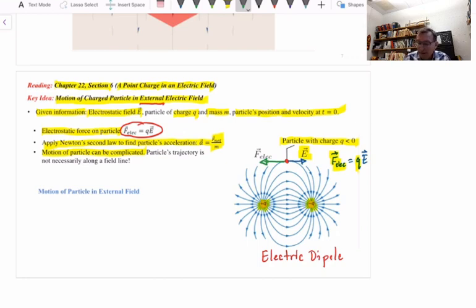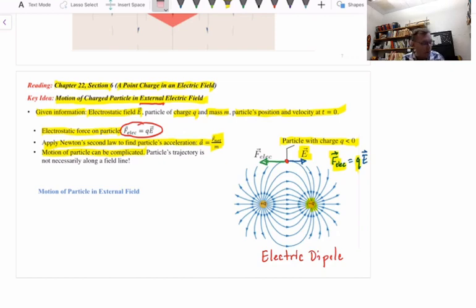But warning, that doesn't mean that its trajectory will follow this field line. A lot of people want to say that. No, not necessarily. The trajectory will probably be more complicated than that. But basically, you've got to know the external field E already, know the charge and mass of the particle you're going to immerse, and where you're going to immerse it. Use F electric equals QE to find F, and then use A equals F net over M to figure out how the thing's going to move.